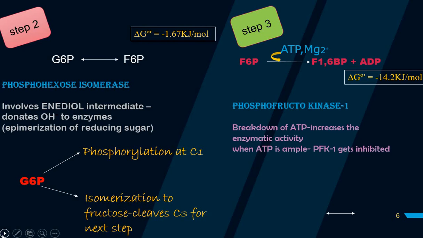PFK1. The enzyme is like a valve. If ATP ஜாஸ்தியா இருந்ததுனா this enzyme gets inhibited. So ATP should be in ample, so the PFK1 gets inhibited. If ATP is less, the activity of this enzyme gets vigorous and the reaction will be even faster.